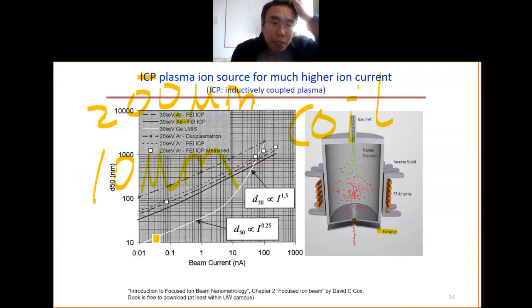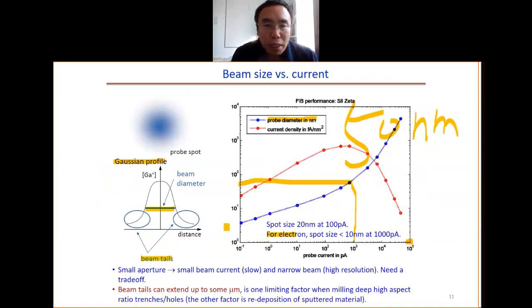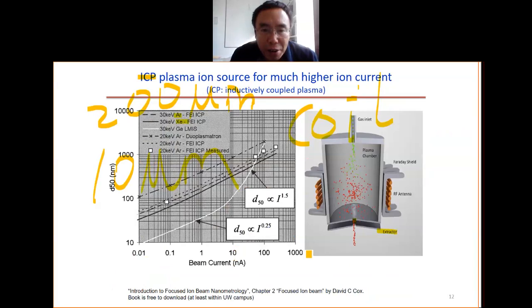So here is the beam current and the beam size. This white curve here is the same as this blue curve. What do you see here? We want higher current. You can see the beam size D50, the half beam diameter, goes up really quickly. D50 is proportional to current to the power 1.5. Where does this 1.5 factor come from? Well, this 1.5 is 3/2. Now let's look at the previous slide to see how this 1.5 comes about.